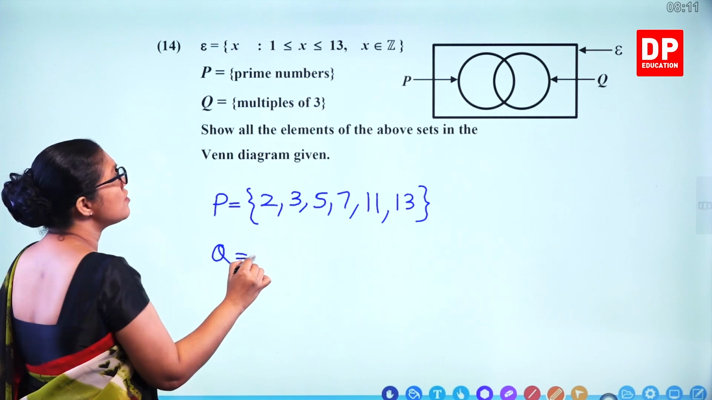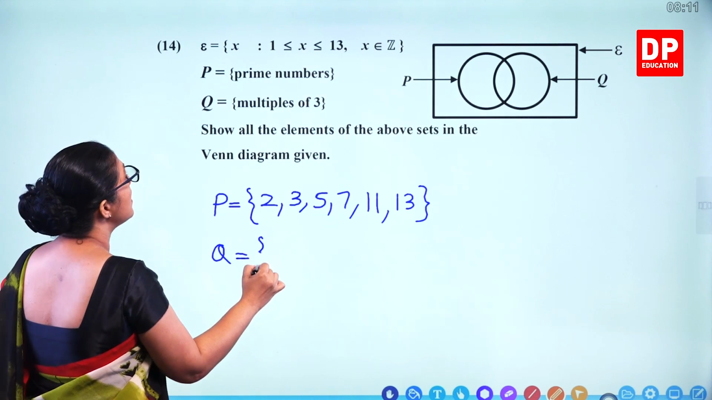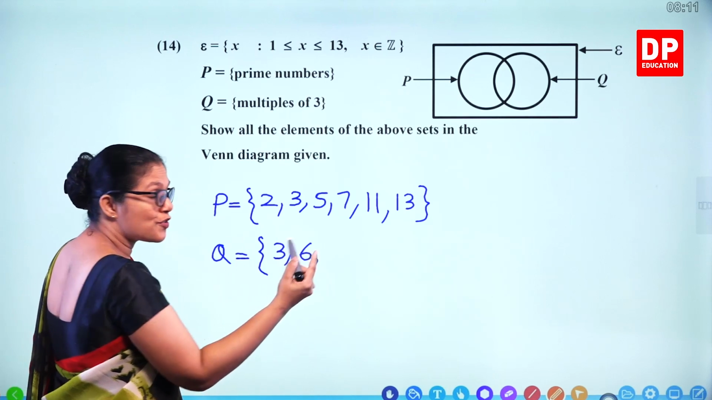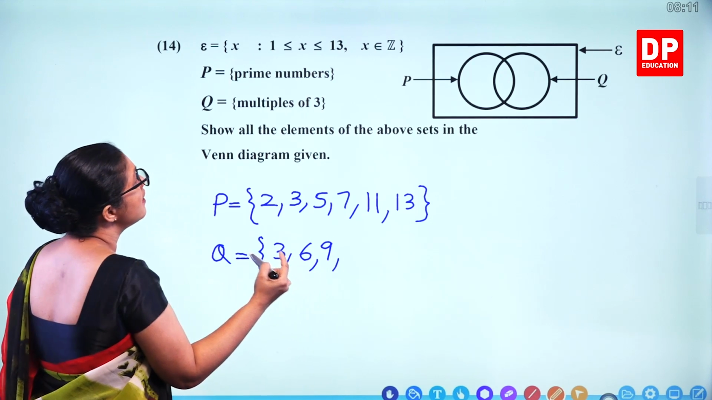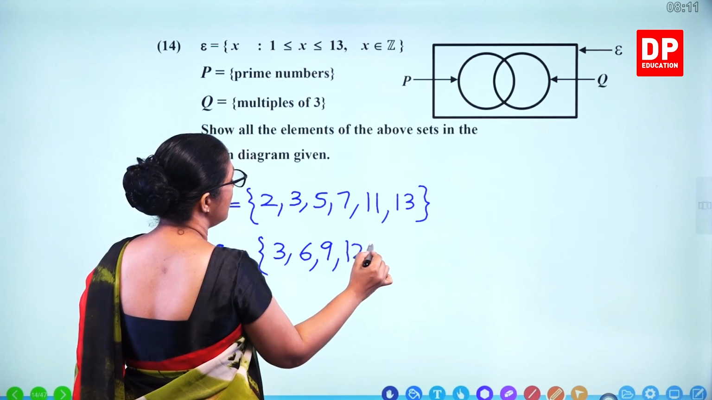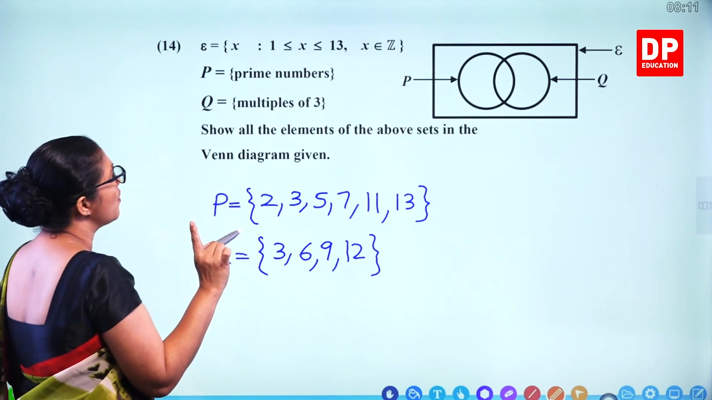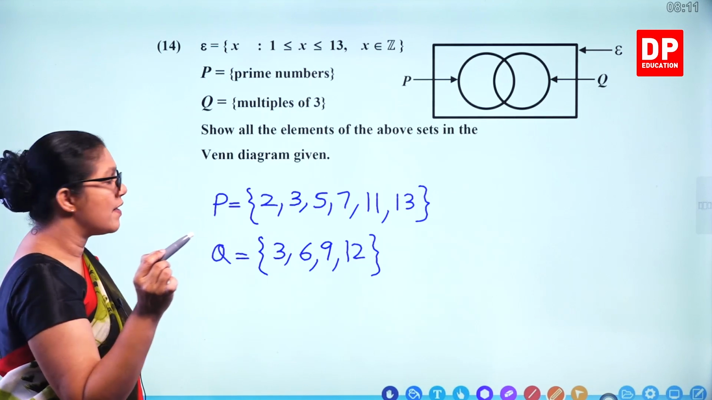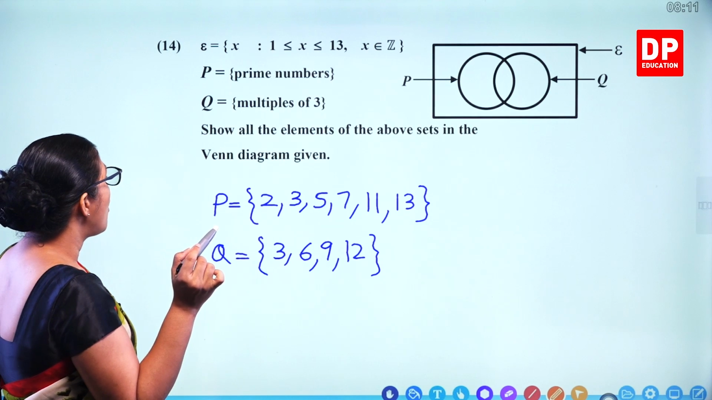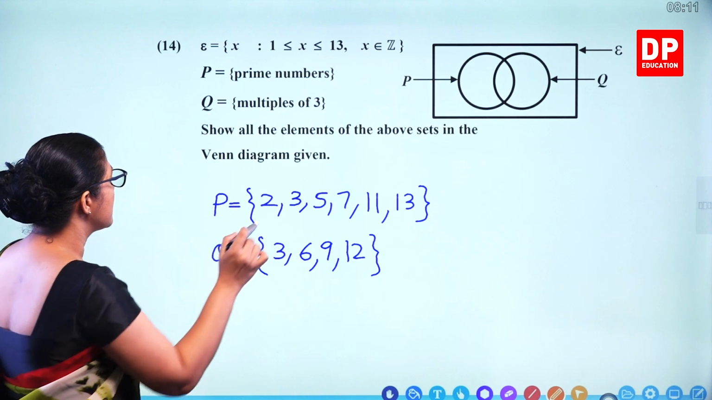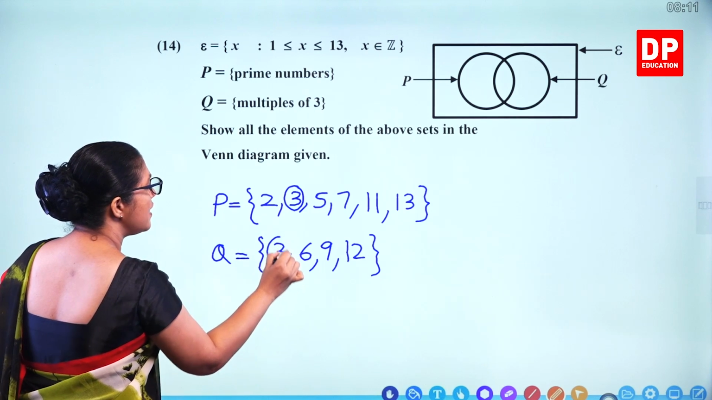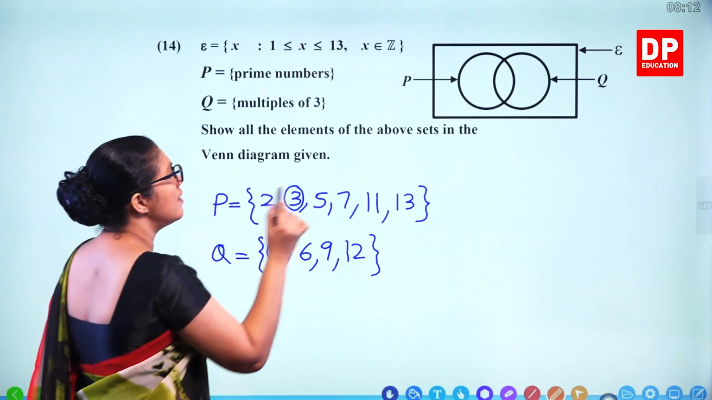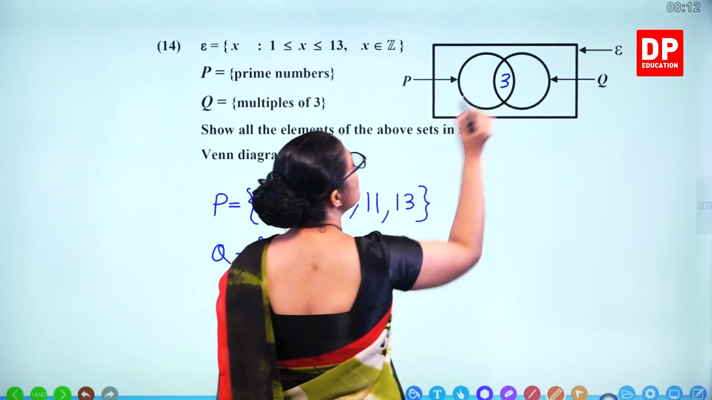Q means multiples of 3. So what are the multiples? 3, 6, 3 times 3, 9, then 12, that's all. That's Q. Show all the elements of the above sets in the Venn diagram given. So we have to find out what are the common terms. Look carefully. 3 is common. What else? That's all. So 3 should be in between.